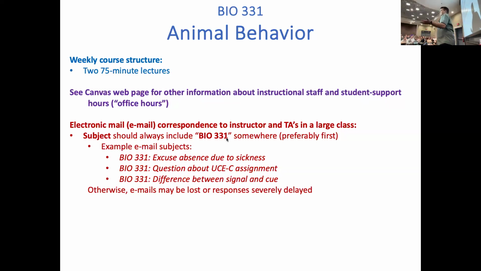So as you know, this course has 2 weekly 75-minute lectures in here, and that's a little warm right now. Hopefully it'll cool down as it gets a little bit deeper into the semester.